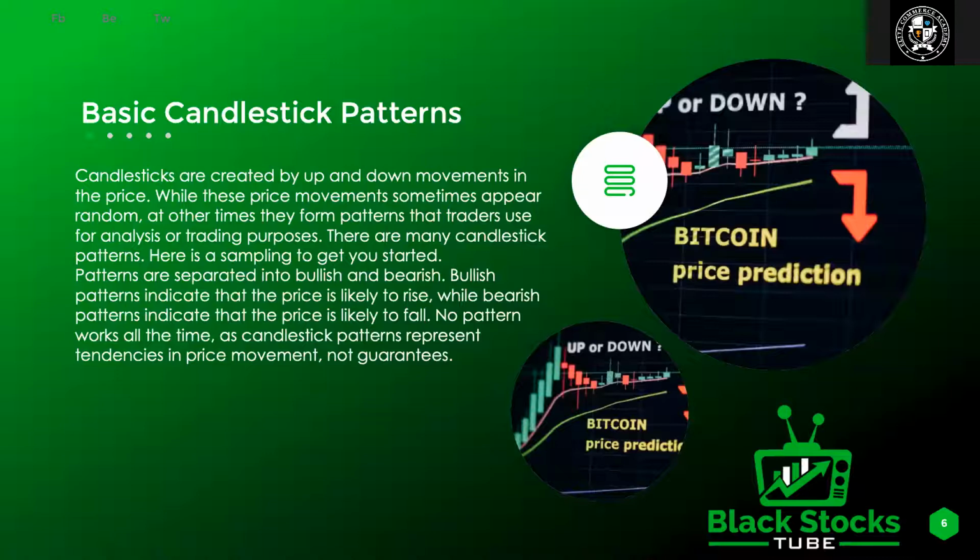While these price movements sometimes appear random, at other times they form patterns that traders use for analysis and trading purposes. There are many candlestick patterns. Here's a sampling to get you started. Patterns are separated into bullish and bearish. Bullish patterns indicate that the price is likely to rise, while bearish patterns indicate that the price is likely to fall. No pattern works all the time, as candlestick patterns represent tendencies in price movements, not guarantees.